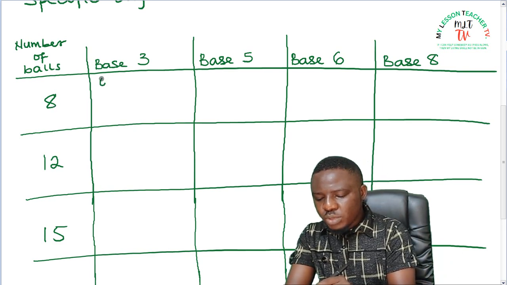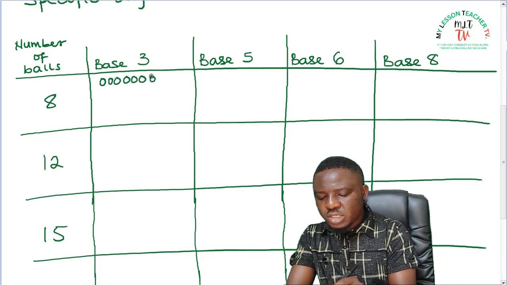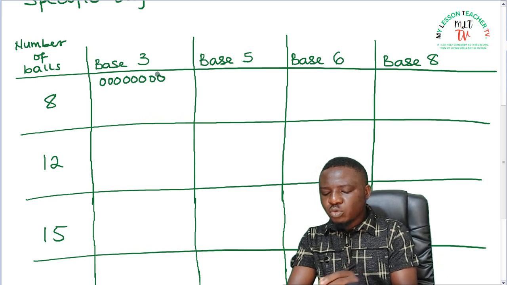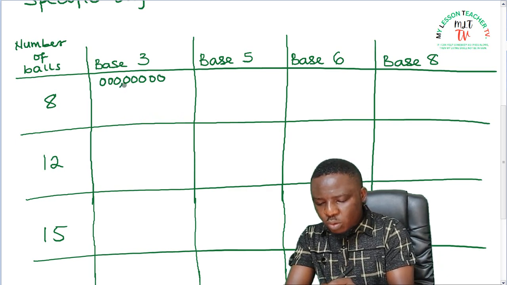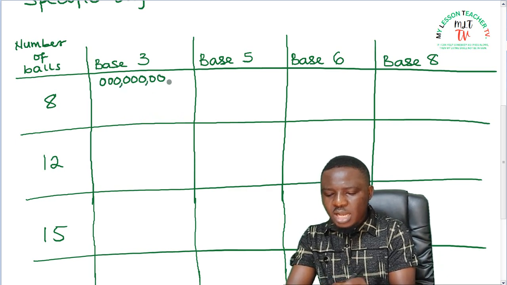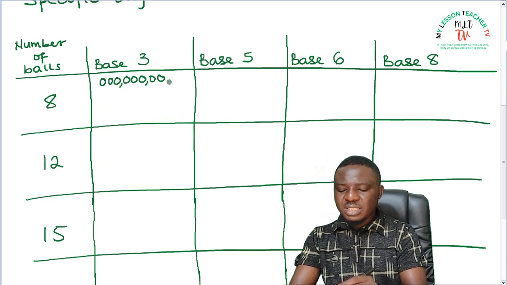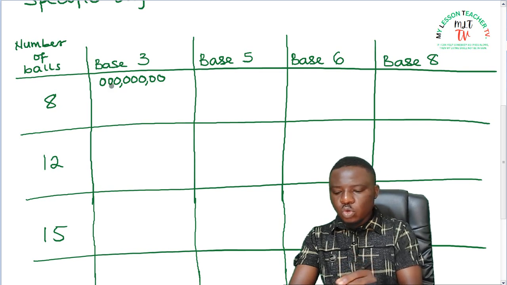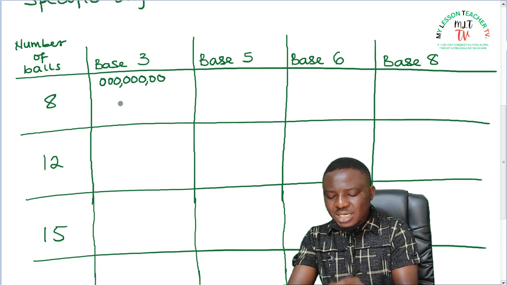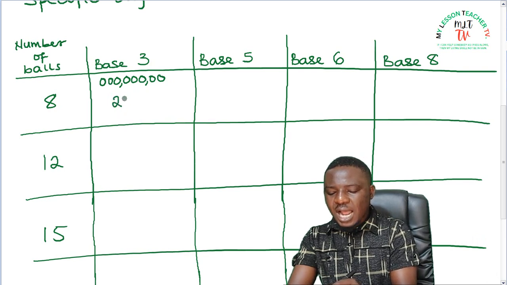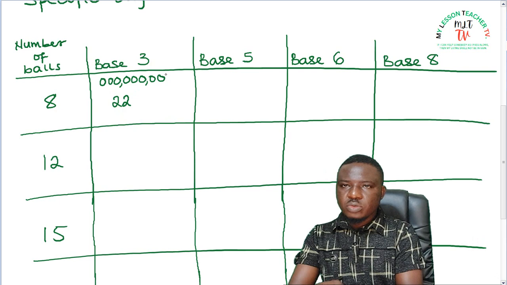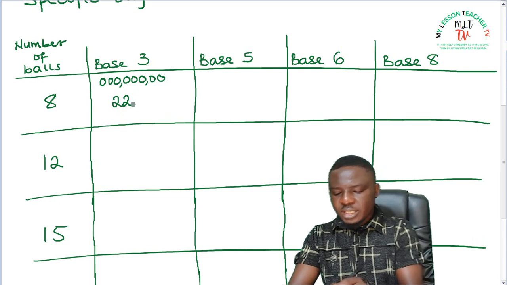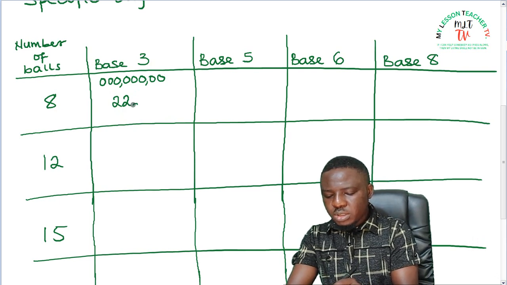If I have 8 balls, this will be 1, 2, 3, 4, 5, 6, 7, 8. Now, if I group them in terms of 3s, this will become 1, 2, and this is not up to 3. So what this means is that I have 2 groups of 3s and 1 group of 2. So expressing this in base 3, it therefore means that I have 2 groups of 3s and 2 remainder.